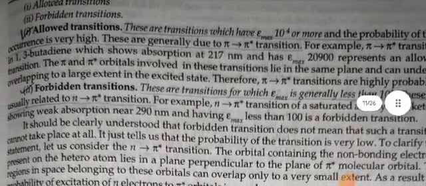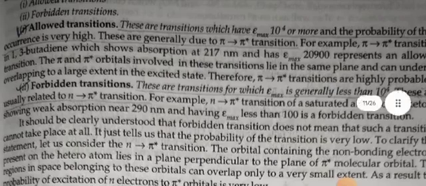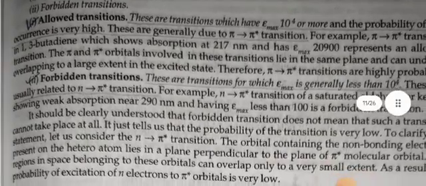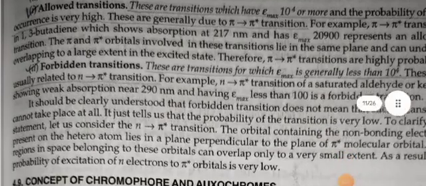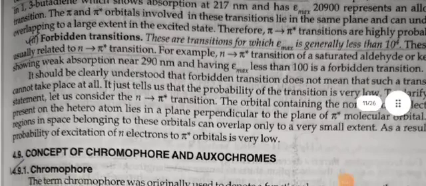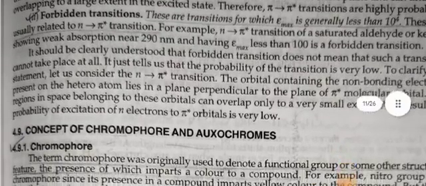Allowed transitions are the transitions which have epsilon max of 10 raised to the power 4 or more. The probability of occurrence is very high. These are generally due to pi to pi star transitions. Second, forbidden transitions. These are the transitions for which epsilon max is generally less than 10 raised to the power 4. They are usually related to n to pi star transitions.